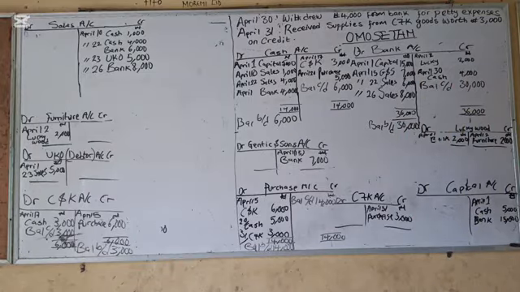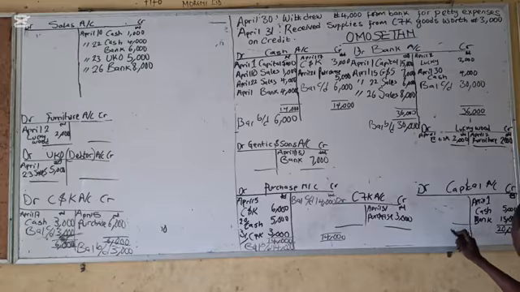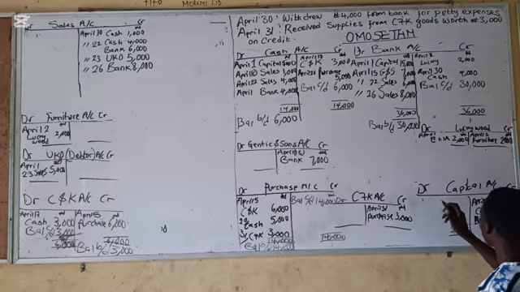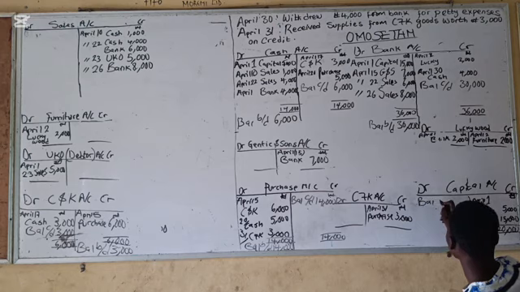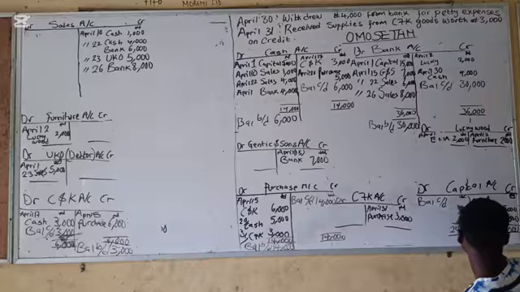Now the last one, the capital account. Capital account, we have to balance it. So the total is what? 20,000 naira. So we are going to have 20,000 naira here. Balance, so April. Okay, no need of writing the date. Just write balance carried down. It's going to be naira how much? 20,000.